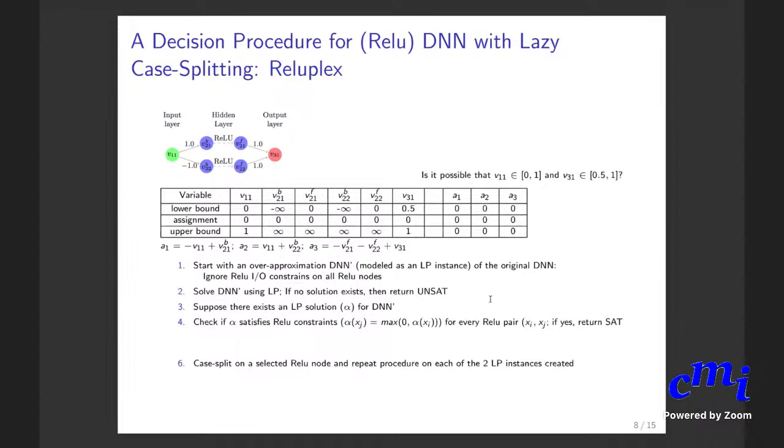But unfortunately, that will violate something. Then you go to this step, check if that satisfies all the ReLU pairs by checking that max thing. For a given LP solution, checking it is very simple. In this case, you will see that V21 of F is 0.5, but this is 0. So this ReLU pair is broken.